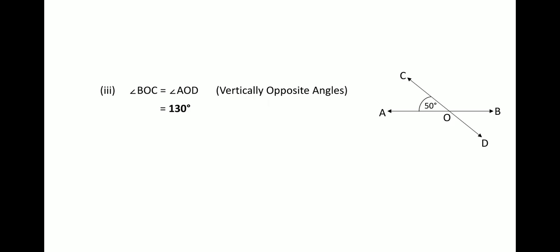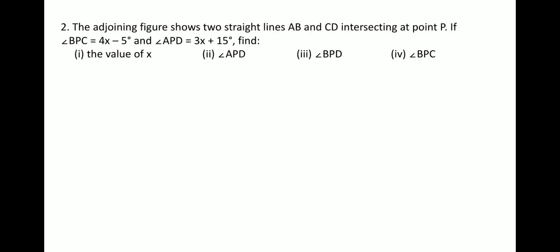All right, so similarly, we'll do question number 2. Let's read the question. The adjoining figure shows two straight lines AB and CD intersecting at point P. So let's look at the figure. Over here, AB and CD are intersecting at point P. If angle BPC, this angle, is equal to 4x minus 5 degrees, and angle APD is 3x plus 15, you have to find the value of x. Then you have to find angle APD. Also you have to find angle BPD, and you have to find angle BPC.